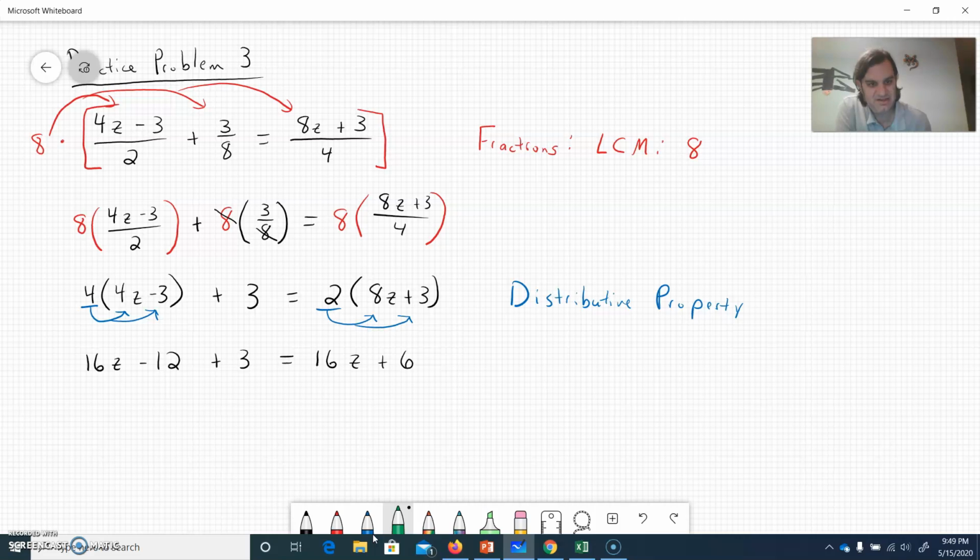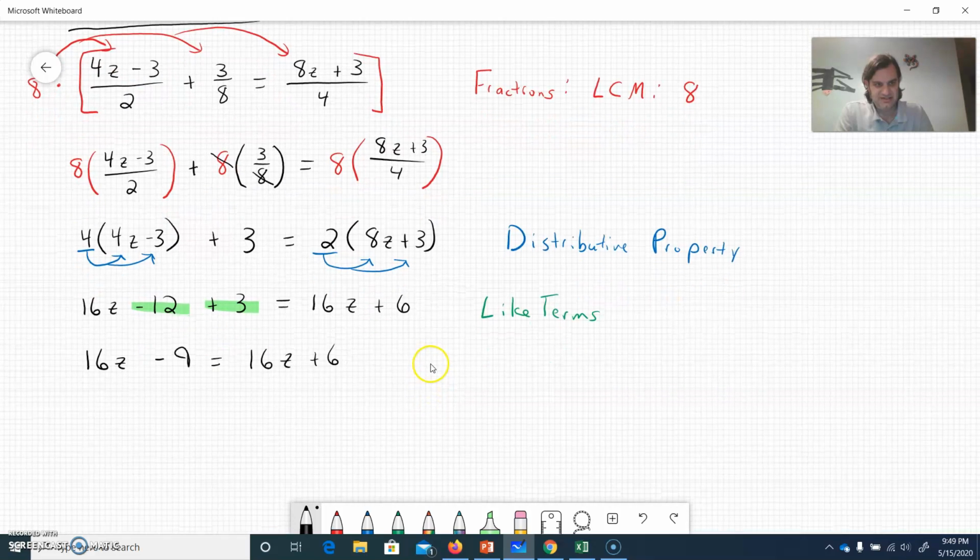My next step, if I've done everything correctly, is I usually like to combine like terms. If it's a linear equation, then there'll be no more than 2 terms on each side. The only combining I have here is the negative 12 and the 3 on the left-hand side. You may see this as trivial, but that's fine. So 16z, negative 12 plus 3 is negative 9, equals, and on the right-hand side nothing combines, but it'll be 16z plus 6.